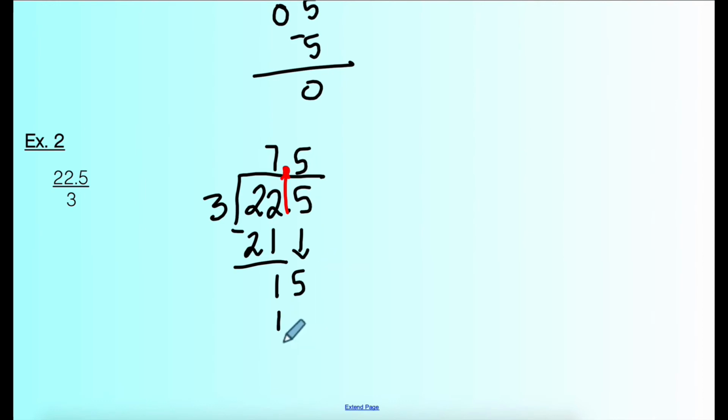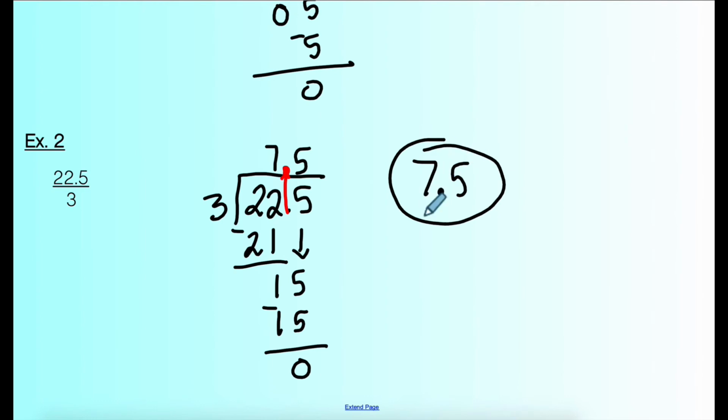5 times 3 is 15. There's nothing left over here, so I'm done. My final answer here would be 7.5. 22.5 divided by 3 is 7.5.